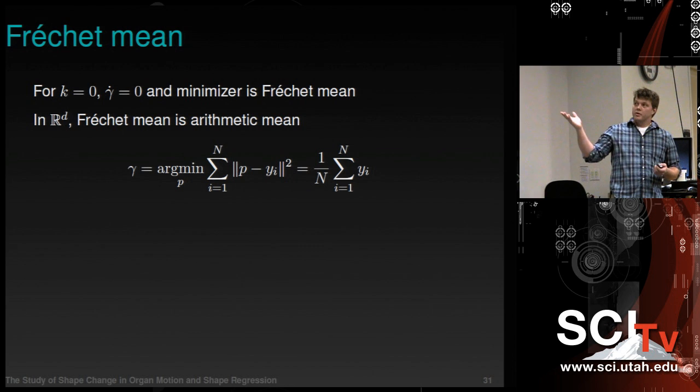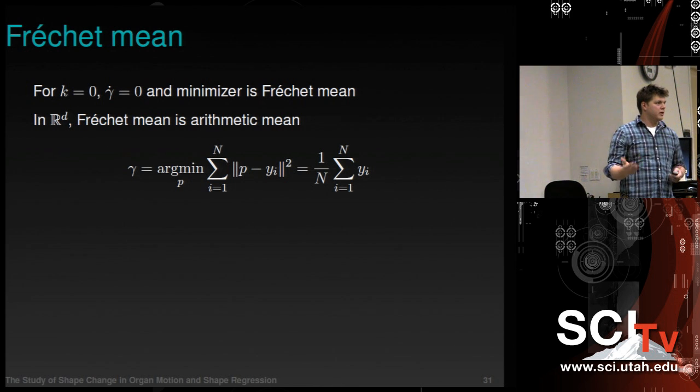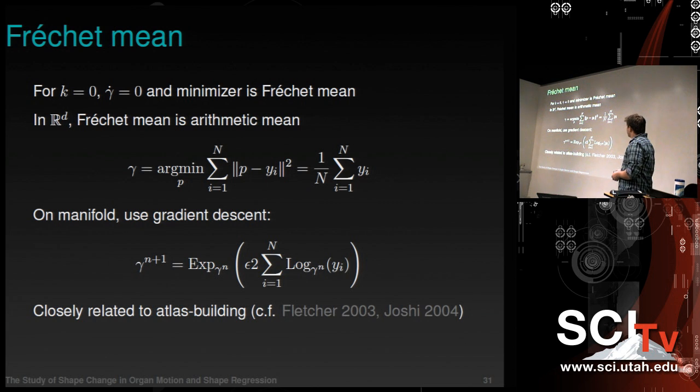And it's called a mean because in R^d, this is equivalent to the arithmetic mean. So you would sum up all your data and just divide by n. But on a manifold, like I said, there's no notion of addition. So you'd have to optimize your squared error with an iterative gradient descent.